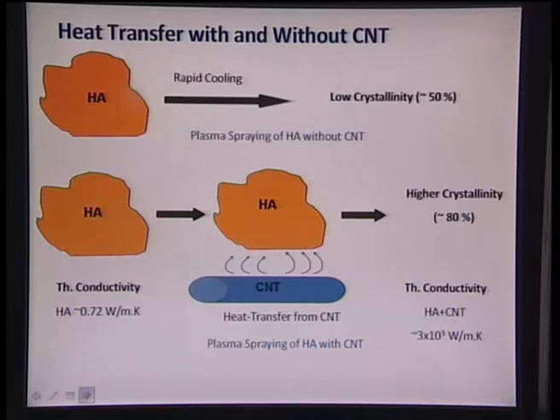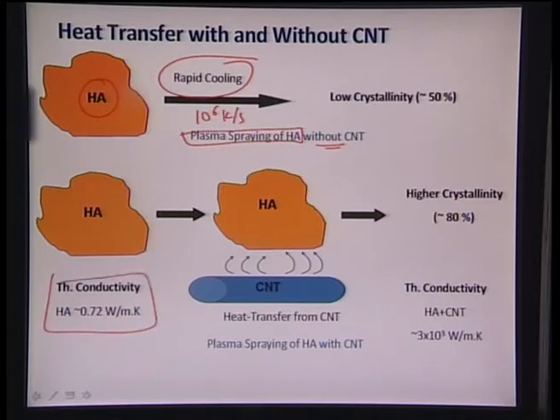So what is happening in the presence of CNT? First of all, we have a hydroxyapatite crystal which is molten, and then it impacts onto the substrate. It undergoes rapid cooling, because cooling in plasma spraying is on the order of 10^6 kelvins per second. In the absence of CNT, hydroxyapatite does not have enough time because of its low thermal conductivity, on the order of 0.72 watts per meter Kelvin. It is not able to pass heat on to the center, or collect the heat at the core of it.